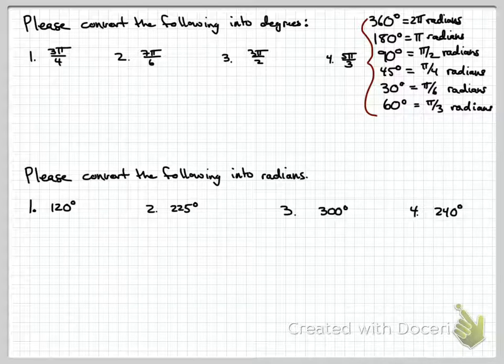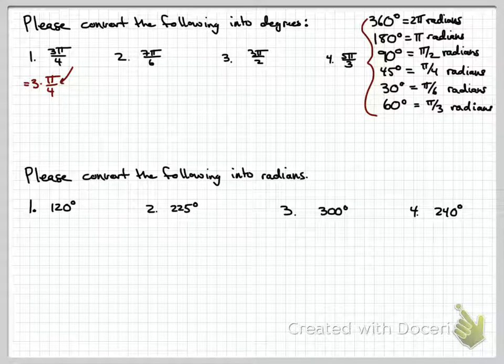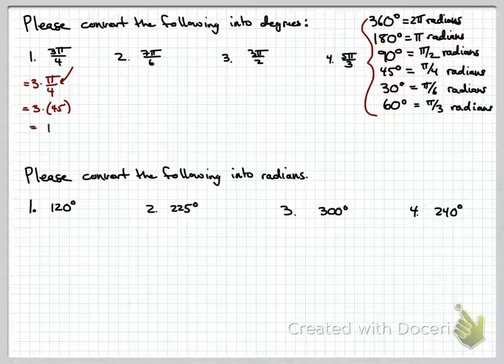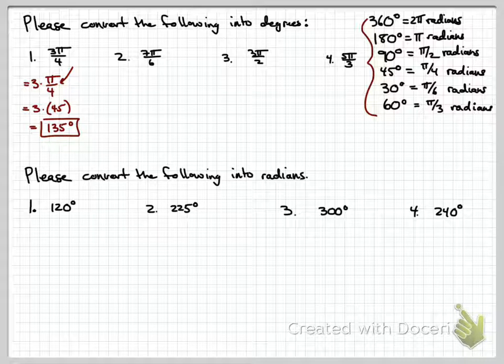I mean, this is a really weird looking angle. The first thing I would do to this is rewrite it as 3 times pi over 4. Now, pi over 4, that's something we know. Pi over 4 radians, that's 45 degrees. So if we want to put this in degrees, this is just going to be 3 times 45 degrees for a grand total of 135 degrees. And we're done. And what's really nice is that for every single radian measure, we're going to be able to take that same exact strategy.